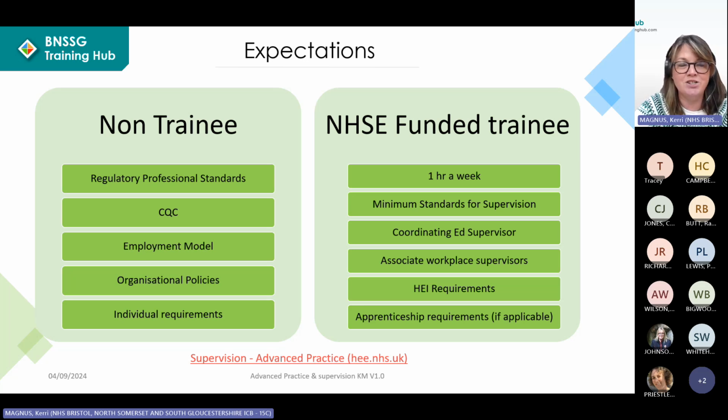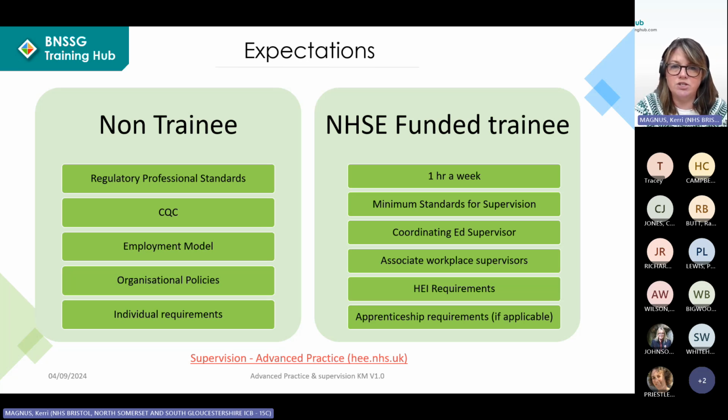That's why it's really hard to be very specific about what everyone needs if you're a non-trainee. As a funded trainee, there are certain things that are required for you to receive the funding from NHS England. The individual, the supervisor, and their employer need to sign up for supervision for 1 hour a week, so that you meet those minimum standards for supervision.